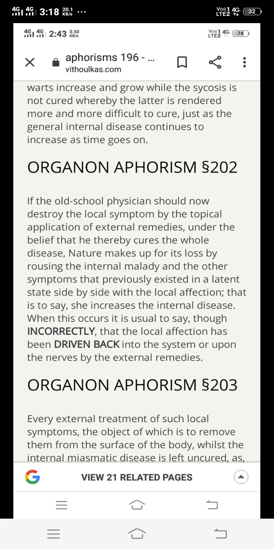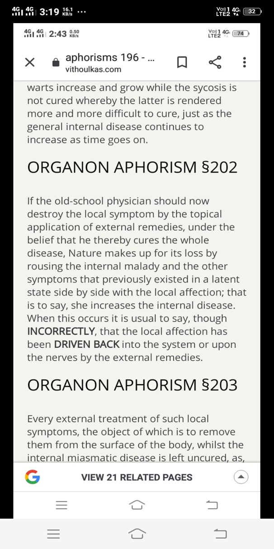But local diseases, as they are due to an internal dynamic morbific agent, if treated with the help of an external palliative mode of treatment, get suppressed, and one becomes the victim of local disease of the more vital organs of the man. When you suppress that external disease with some external agent, the disease goes more inside the body, the whole system gets affected, and it affects the more vital organs of the man. Though it is said, incorrectly, that the local affection has been driven back into the system and upon the nerves by the external remedies, the disease goes inside and inside, and that affects the whole human being.